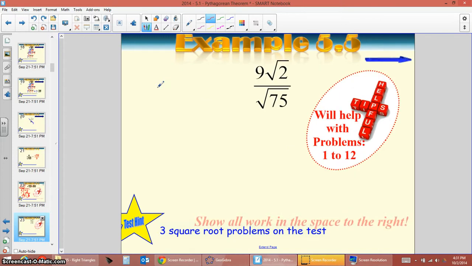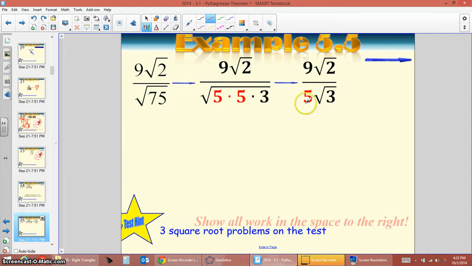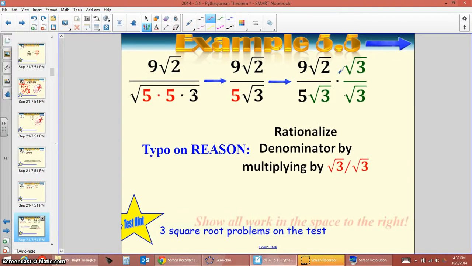Right here, we look at the problem, we say we've got 9 root 2 over root 75. I've told you we cannot have a square root on bottom, so we need to rationalize it. Now, this is kind of a big number. I'm going to simplify this first. So I can take the 75 and make it 5 times 5 times 3. Well, I can pull that 5 out in the front now, and I end up with 5 root 3 under 9 root 2. So now remember how I told you I times the top and the bottom by whatever the radical is on bottom. So now I'm going to times the top and the bottom by root 3.